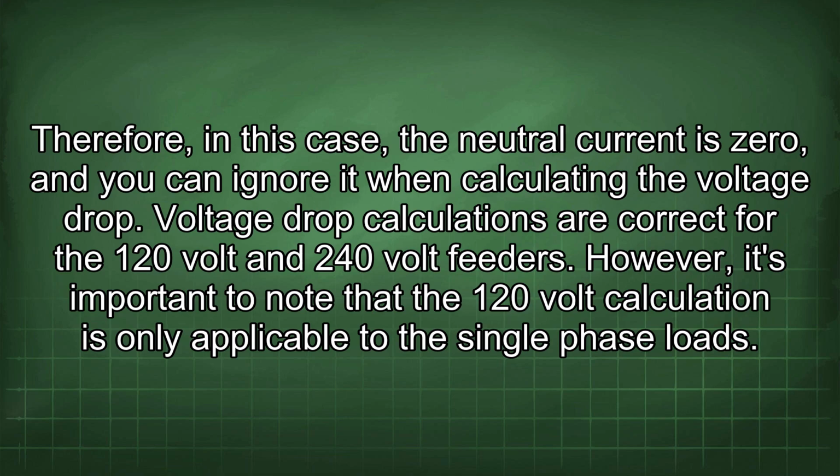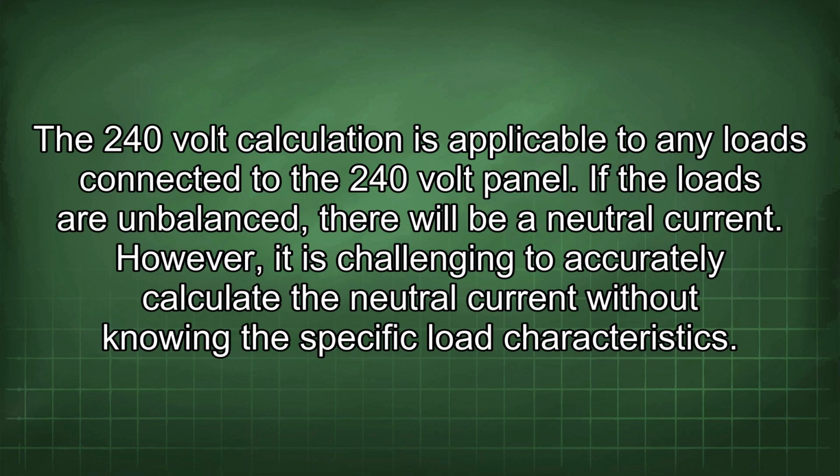Voltage drop calculations are correct for the 120 volt and 240 volt feeders. However, it's important to note that the 120 volt calculation is only applicable to the single-phase loads. The 240 volt calculation is applicable to any loads connected to the 240 volt panel. If the loads are unbalanced, there will be a neutral current. However, it is challenging to accurately calculate the neutral current without knowing the specific load characteristics.